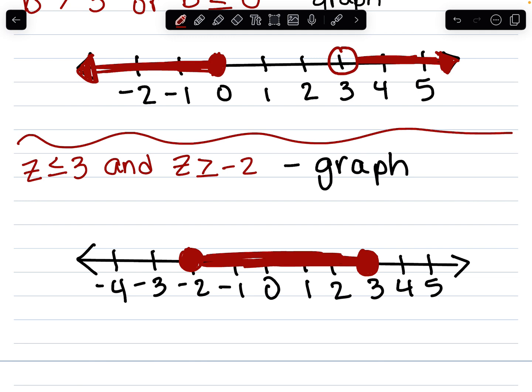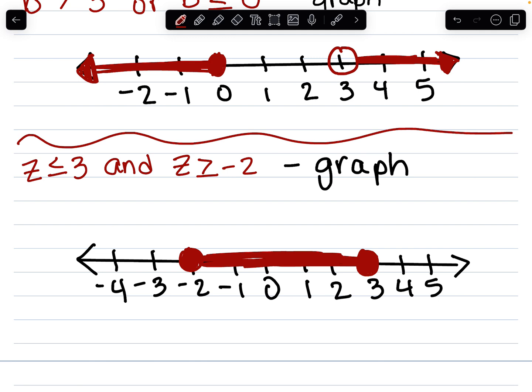Yeah, anything between -2 and 3. Is 0 less than or equal to 3? Yes. Is 0 also greater than or equal to -2? Yes. So that's why anything between those 2 points works. Now, could you choose 5 as a value? No. 5 is greater than or equal to -2, but it's not less than 3. So that's where the and statement comes in. It has to be true for both.